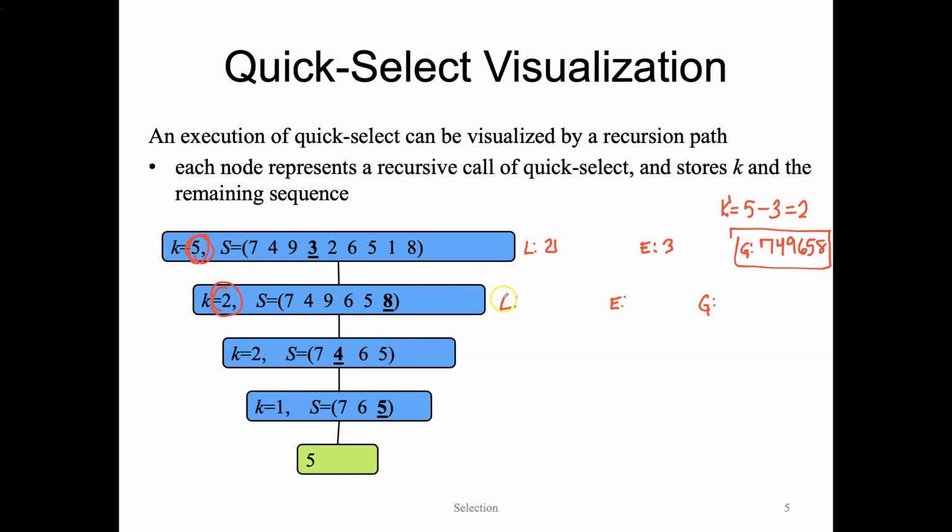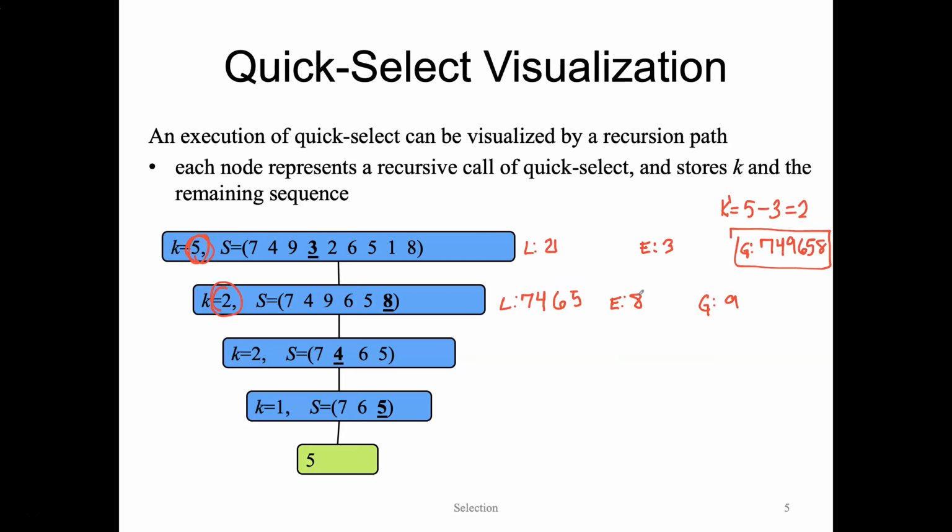So one by one, we're just going to go through that. We've got, starting with the beginning of our sequence, how it compares to 8. 7 is less than 8, so is 4. 9 is greater than 8. 6 is less than 8. 5 is less than 8, and 8 is equal to 8.